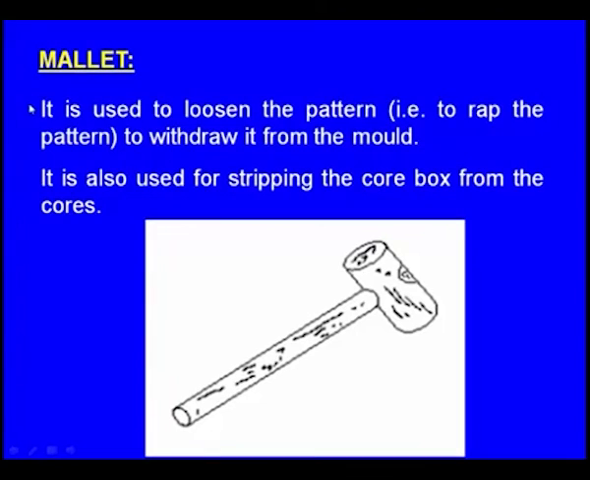Next one, the mallet. It is used to loosen the pattern. Just now I told we have to rap the pattern, means we have to create a small clearance between the pattern and the mold. To do this rapping we use this mallet. Initially we place the draw spike into the pattern and using the mallet we strike it on both the sides. Then the mold cavity slightly enlarges, a small clearance is created between the pattern and the mold. Then using the draw spike we can remove the pattern. So that is the purpose of the mallet.